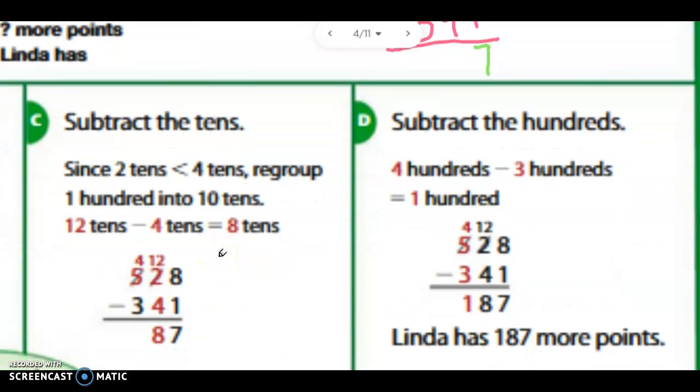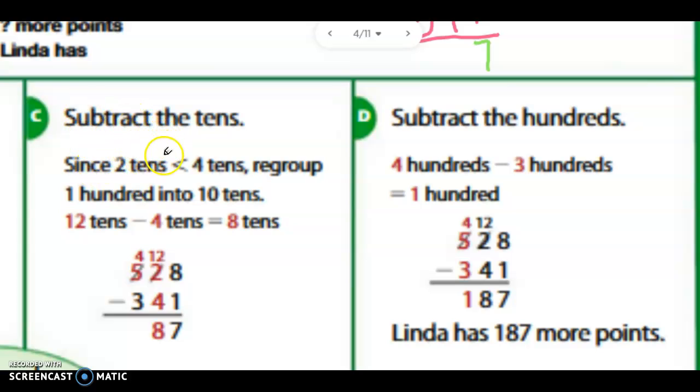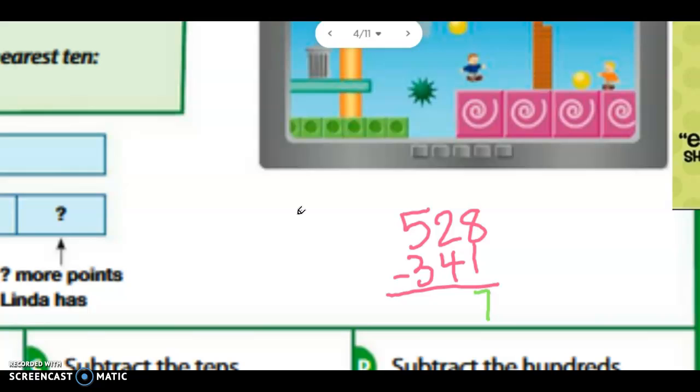Subtract the tens. Since there are 2 tens and that is less than 4, we need to regroup 1 hundred into 10 tens. So this is our second part of our saying: more on the floor, go next door and get 10 more. Right here, there are more on the floor. If I hold 2 fingers up, I can't put down 4. So I need to go next door, borrow 1, and add 10 more. 2 plus 10 is 12. Now I can subtract 12 minus 4.